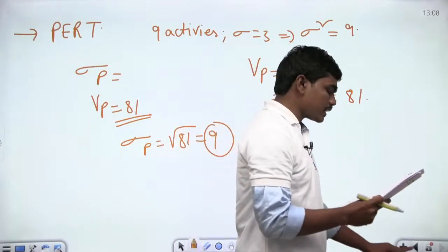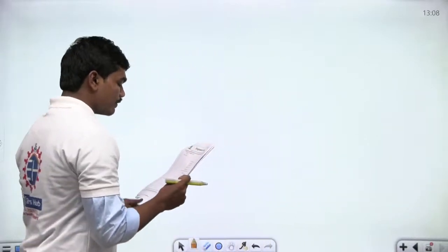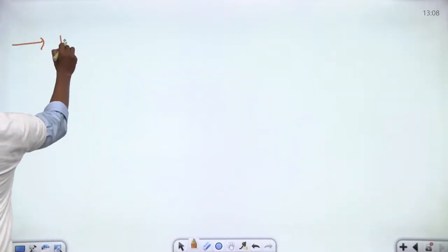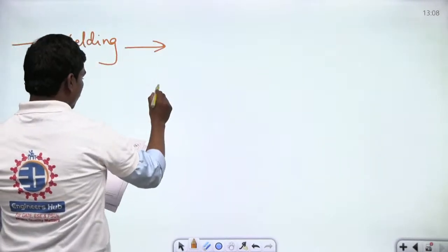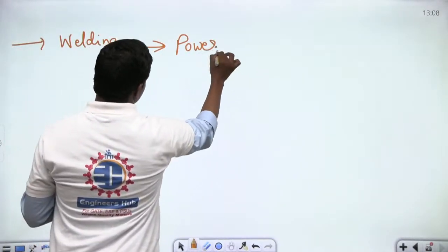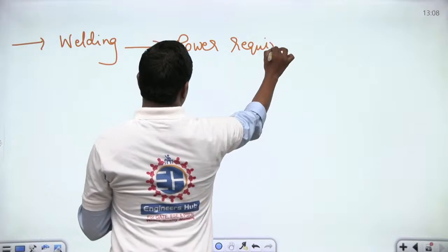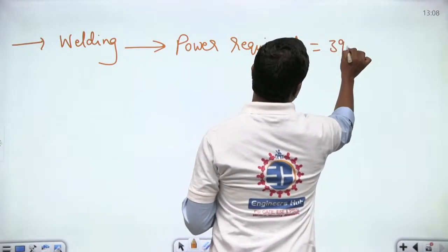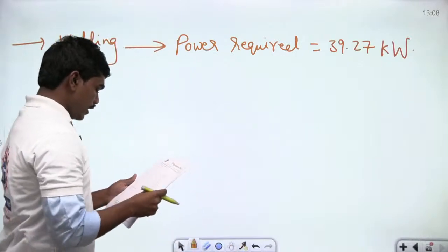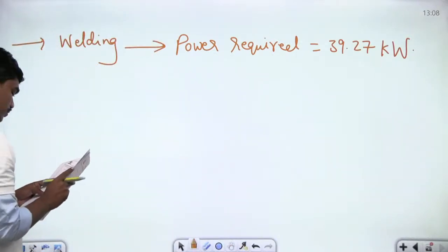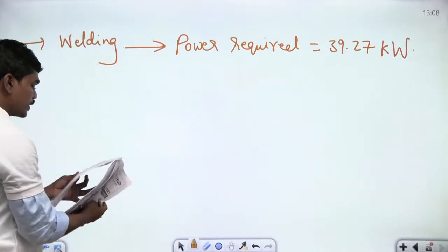So diameter of the nugget, and again a welding question is given. So for the power required for the welding, where some nugget is given, I'm just giving you the answer for this. The power required for this is 39.27 kilowatts, which is the answer that we got when we calculated finally. And of course, yes, so there is one last question.